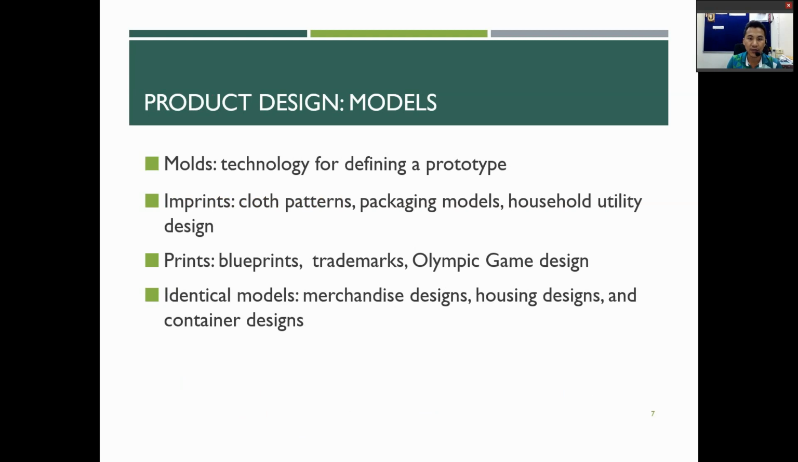For product design, which is models, we have molds, which is the technology for defining a prototype that you create the first one, all right, that you can use for some other stuff later. Imprints, this is if you think about some sort of clothes patterns that make everything look the same as the prototype one, and we use it a lot in the textile industry, like clothes patterns, packaging models, household utility design, right? Prints like blueprints, trademark, and also design. This is included in the prints one.